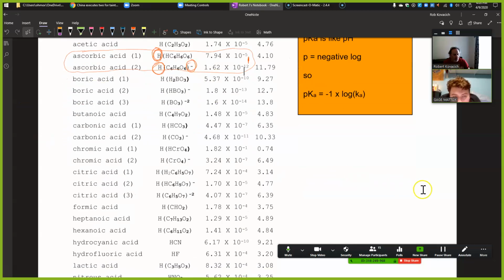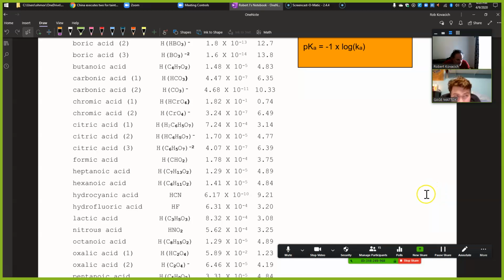So let's look at a couple of different acids. Okay, so let's look at heptanoic and hexanoic. Which one of these is a stronger acid? They're super close, but which one's stronger? Hexanoic? Hexanoic acid's a bigger number. I know there's 10 to the negative fifth there, but it's 1.14 versus 1.29. So that means more of the H's in hexanoic acid are able to come off than the heptanoic acid at the same concentrations.